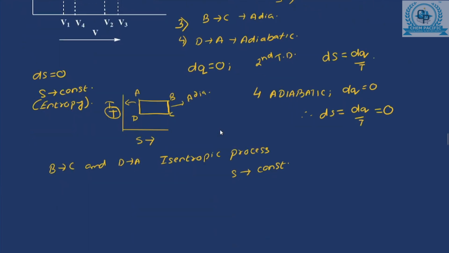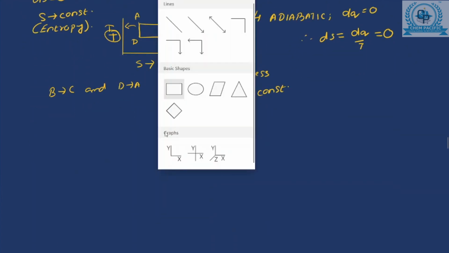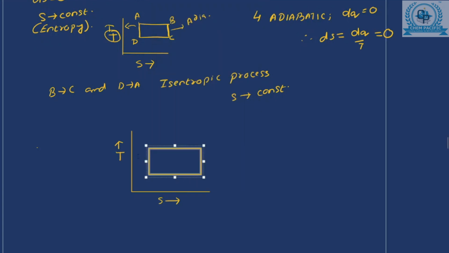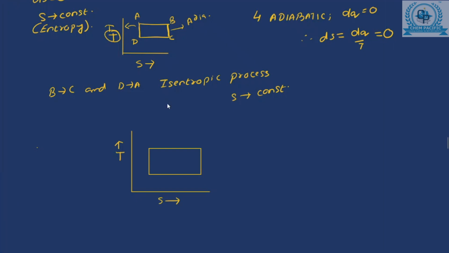Now let us draw the complete TS diagram. So in this TS diagram, the y-axis is represented as T and the x-axis is represented as the entropy. Clear? I have already discussed that whenever there is an adiabatic process, it is an isentropic process, and whenever there is an isothermal process, it is a straight line parallel to the x-axis, because in this case the y-axis is the temperature.